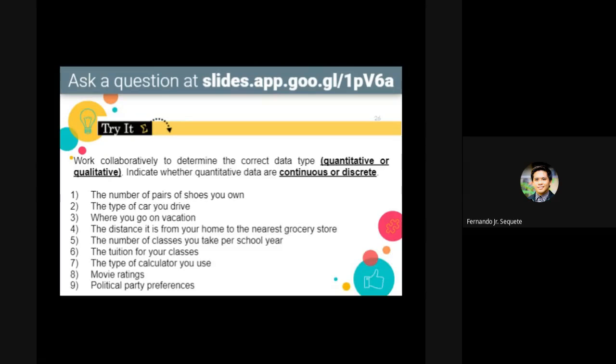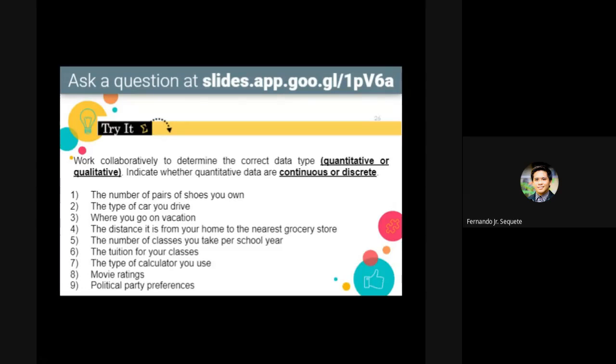Number seven, the type of calculator you use. That is qualitative. Again, this is qualitative, because it is the type of calculator you use. Therefore, this is qualitative.